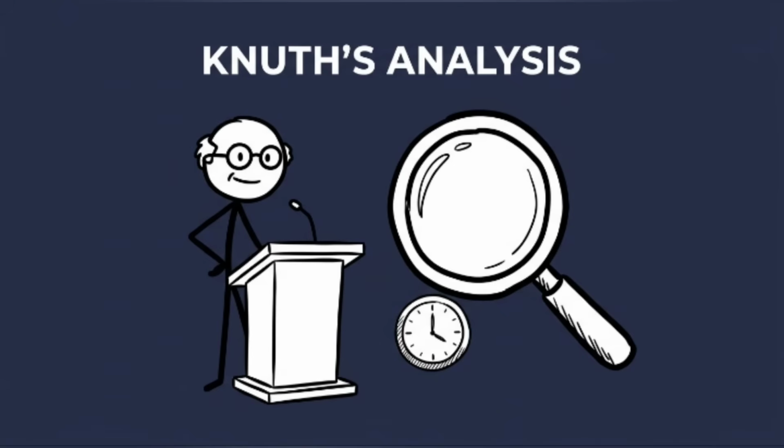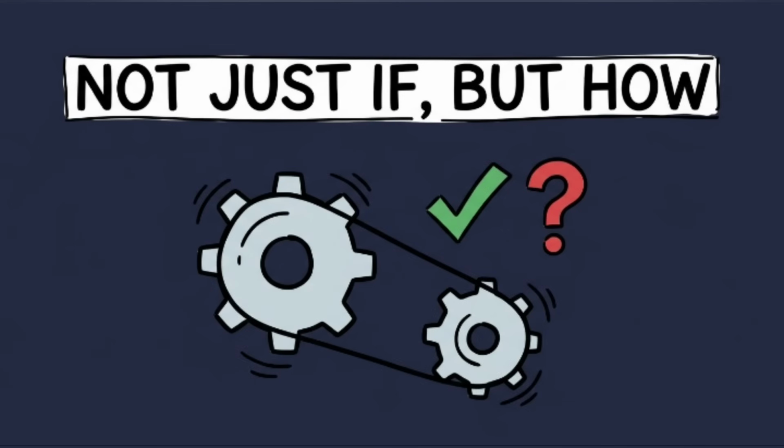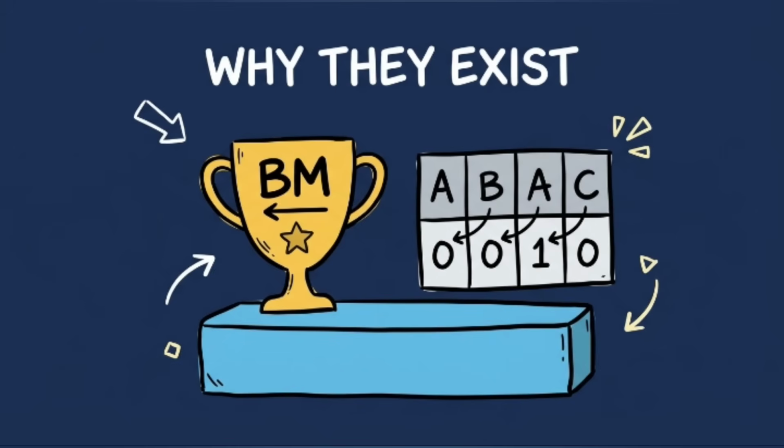Knuth described this kind of analysis as central to understanding algorithms at all. Not just whether something works, but how fast it works as input grows. That question is the entire reason these algorithms exist.